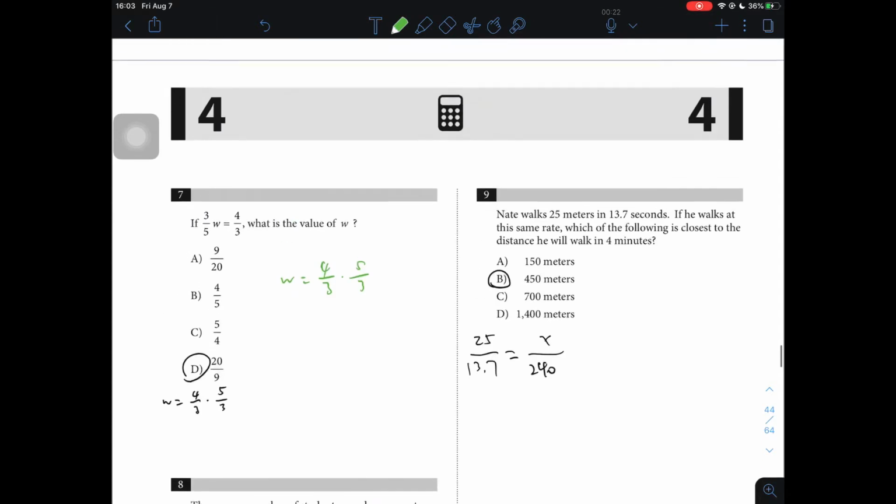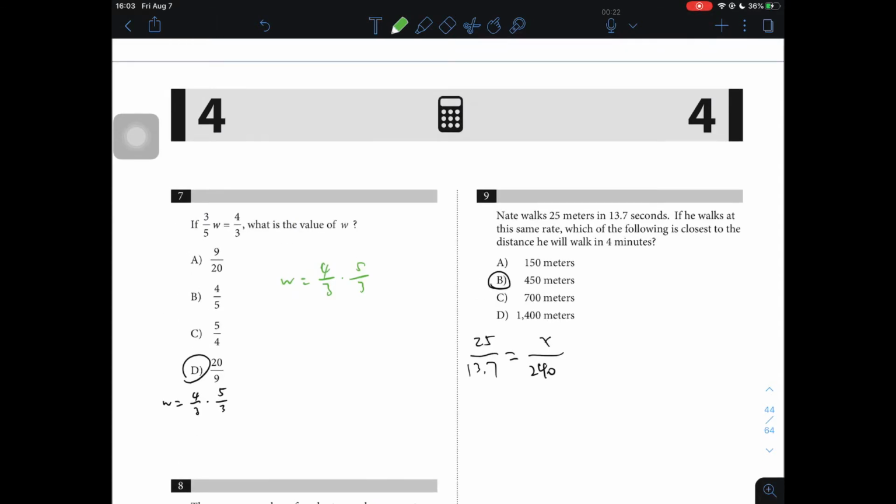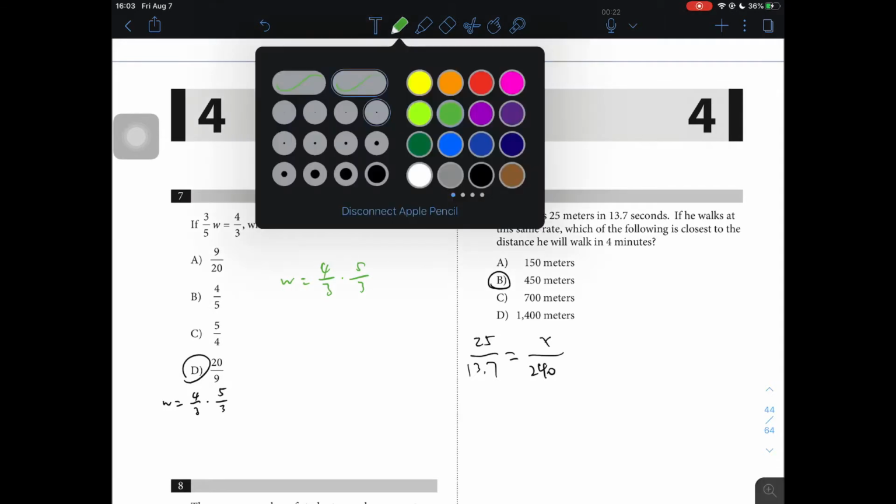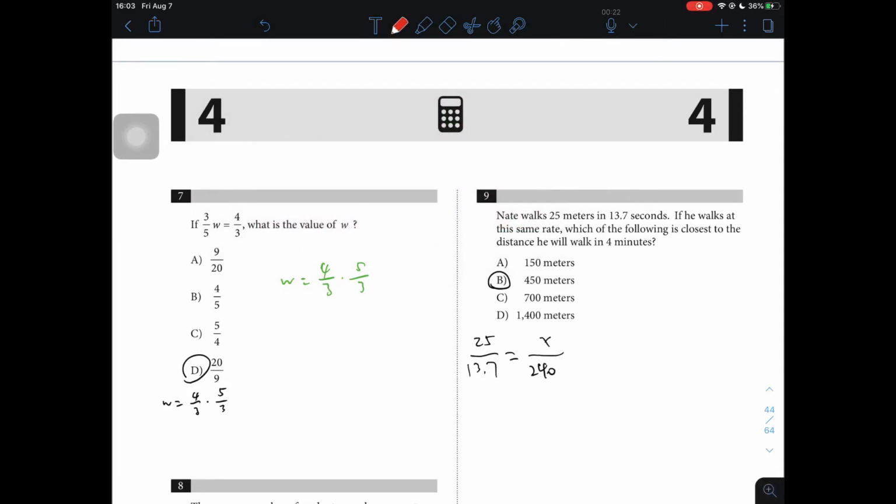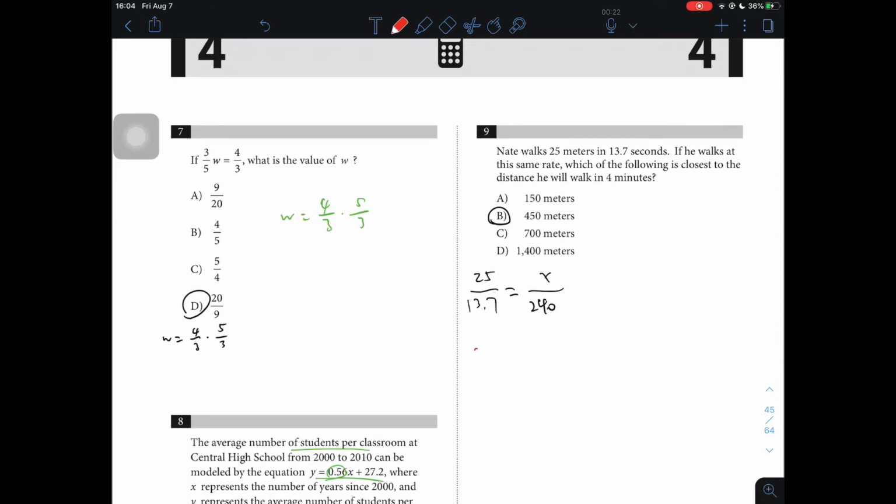So yeah. And for this question, you always want to use a ratio. You don't want to calculate the velocity or the speed of this guy, Nate, because clearly 25 cannot be divided evenly by 13.7. It has to be an infinite decimal. So what does that mean? You don't want to do 25 over 13.7 and find the answer to that.